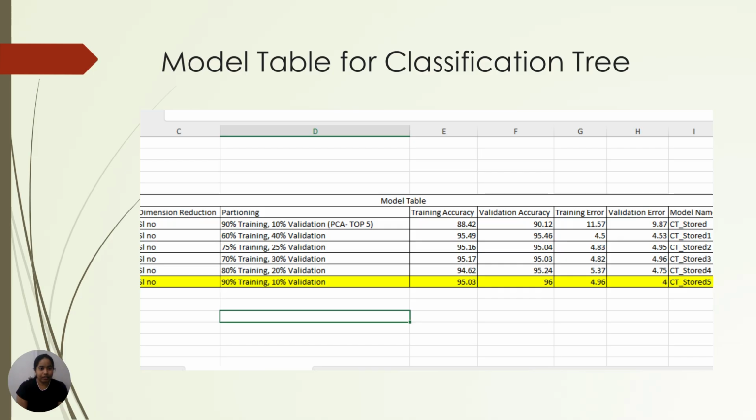We got better accuracy results with the classification tree compared to KNN, and the classification tree also took less time for data processing. KNN took more time, while the classification tree provided more accuracy in less time, giving faster results.